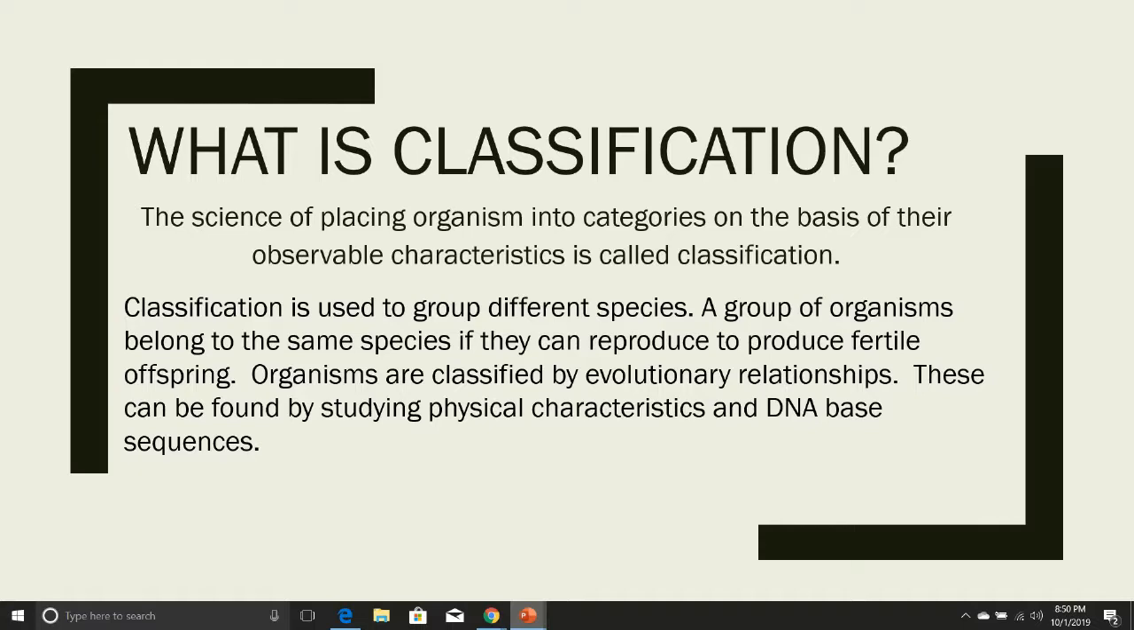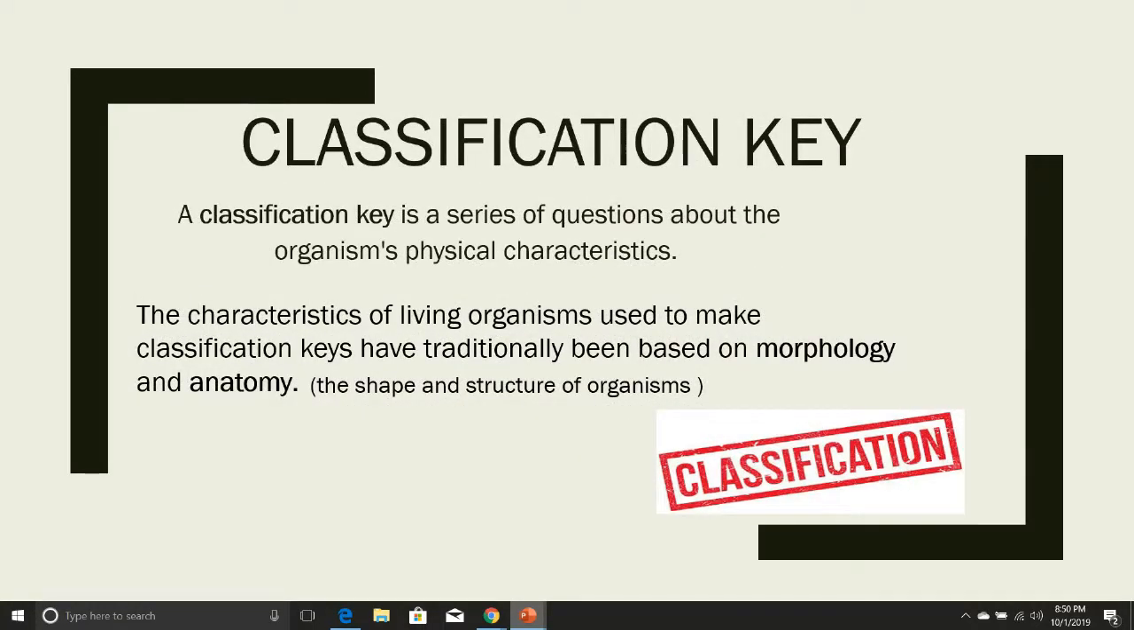Organisms are classified by evolutionary relationship. These can be found by studying physical characteristics and DNA-based sequences. Classification key. A classification key is a series of questions about the organism's physical characteristics. The characteristics of living organisms used to make classification key have traditionally been based on morphology and anatomy. Morphology means shape of organism and anatomy means structure of organism.